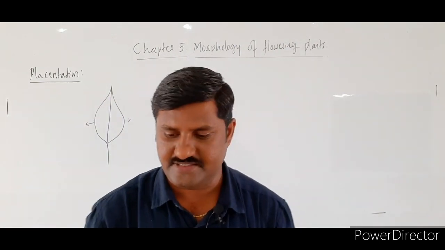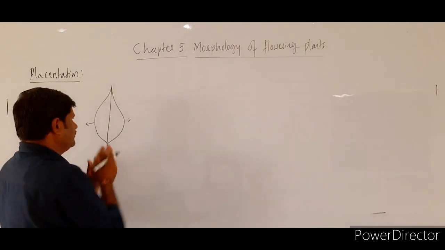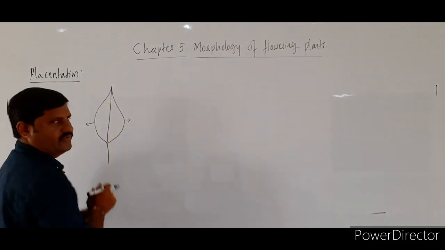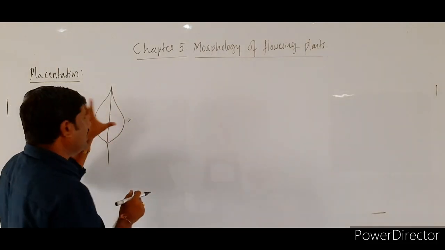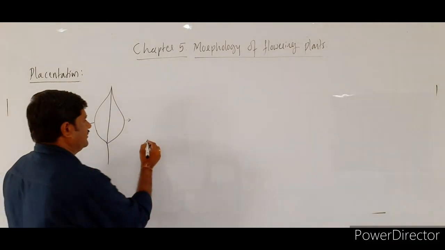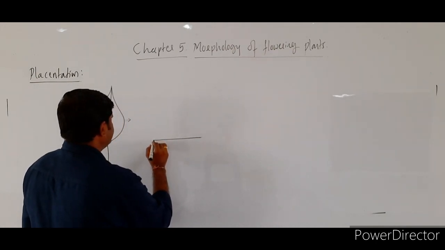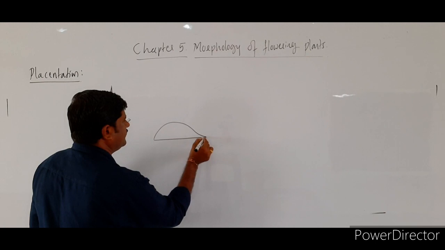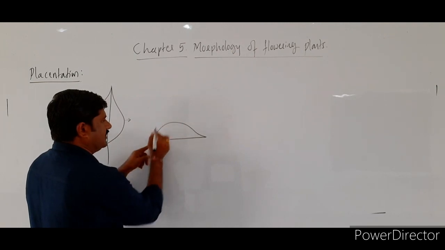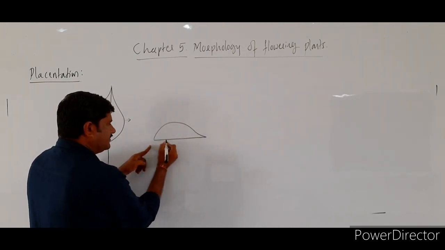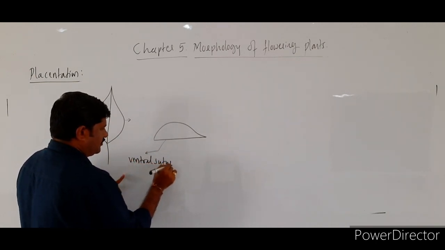I hope you are imagining now, right? So see here, the same leaf I am going to fold and join these two margins over here. When these two margins are joined over here, the ventral suture forms. So that ventral suture I am going to highlight over here. See here, so this is how the leaf is. Imagine yourself, when these two parts join each other, the structure looks like this, and this forms the ventral suture. What is it? Ventral suture.